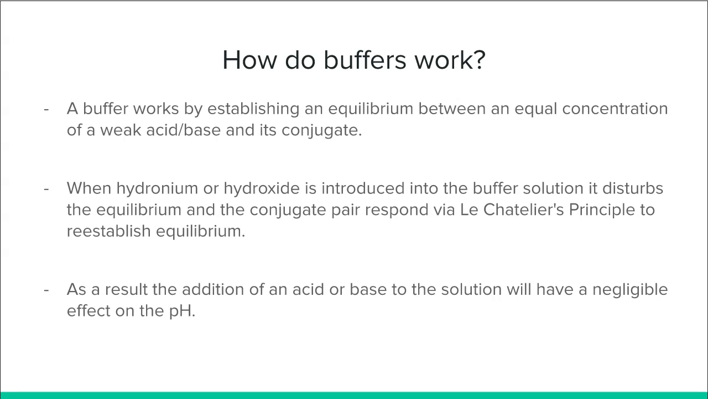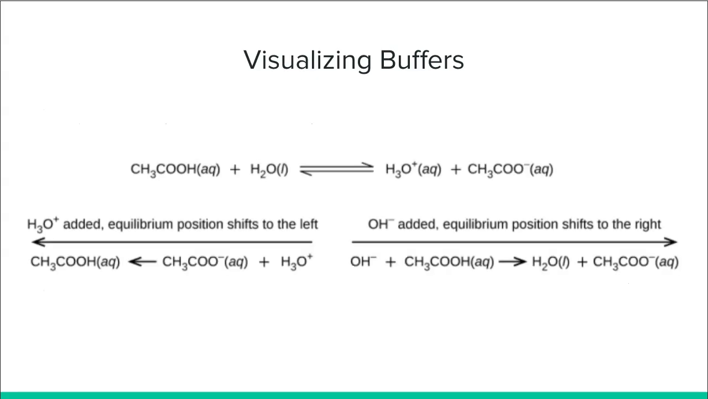So you've got this conjugate acid and base that are working together, and as soon as hydroxide or hydronium comes into the solution, it's going to disturb the equilibrium, and the conjugate acid-base pair will work together in order to reestablish that equilibrium. As a result, the addition of an acid or a base to the solution is going to have a negligible effect on the pH as it reestablishes itself. It will have some effect, but it's going to be very small as long as we're staying in what's known as the buffer region.